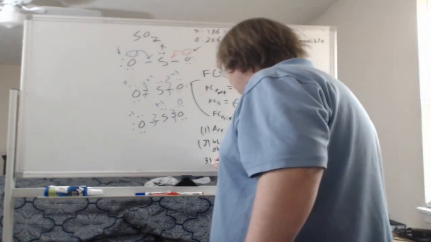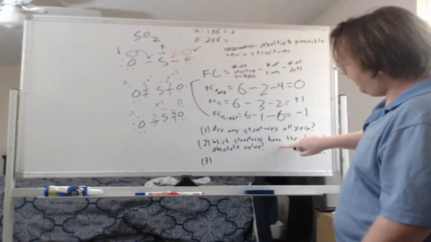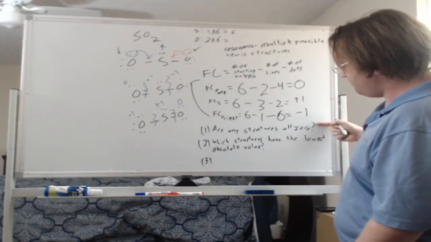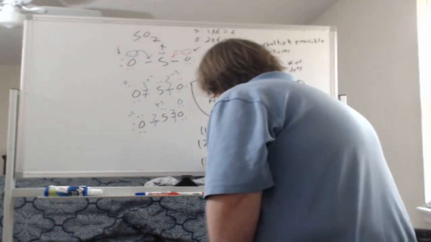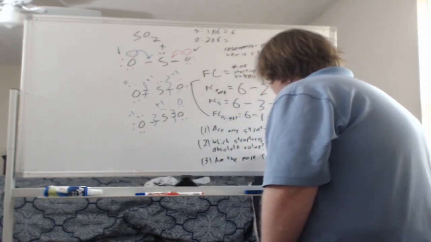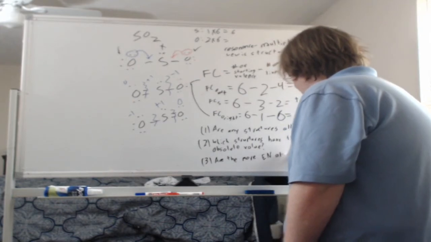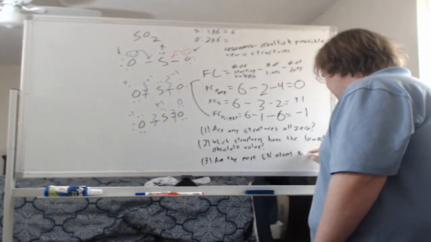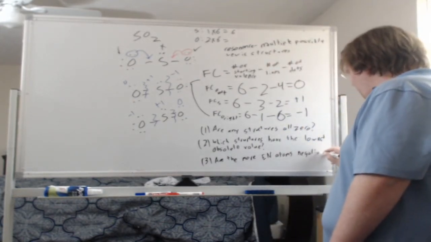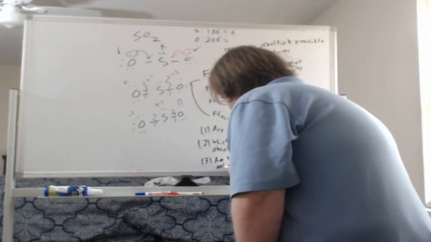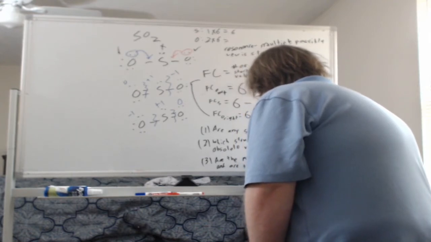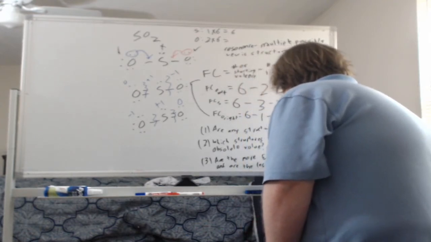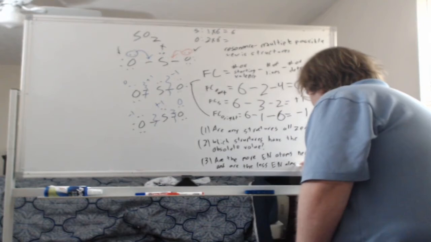Then step 3 in our final thing, so assuming 2 is still tied, so we went through 1, they're not all 0. 2, they got the same absolute value. Are the more electronegative atoms negative and are the less electronegative atoms more positive?